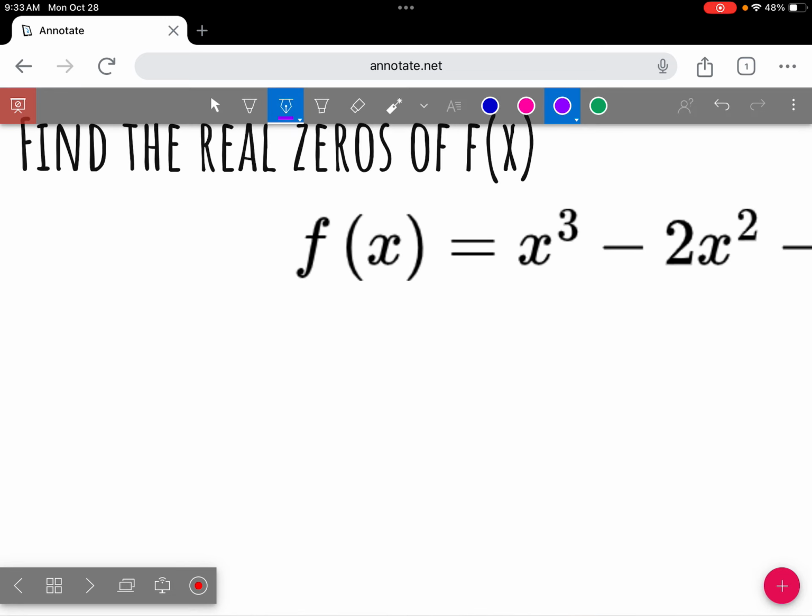So, let's find our possible values, all possible real roots. So, what is our p? 4. And what is our q? Q is 1. So our factors of 4 are 1, 2, and 4. What are our factors of q? It's just 1.